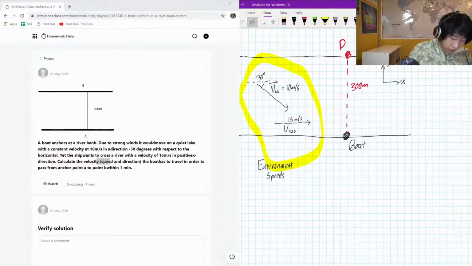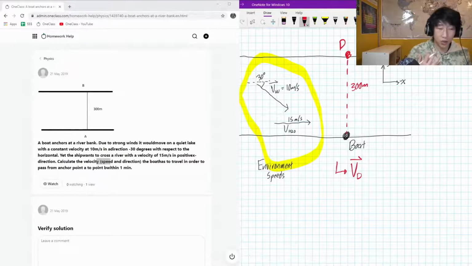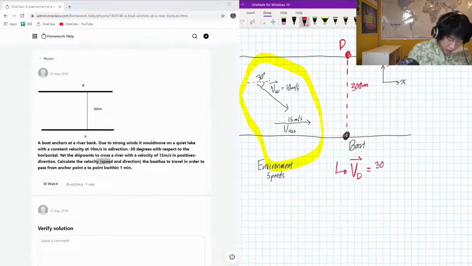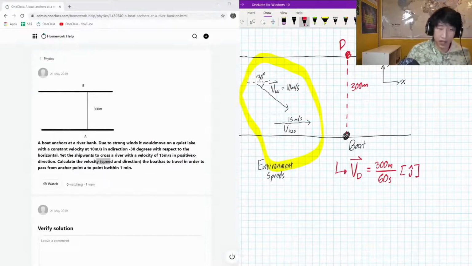Okay, so the boat needs a velocity. So VD, this is our velocity to our destination. This will be 300 meters divided by 60 seconds, because it's 1 minute. And this will be in the y direction. Okay, so that's just J for direction, positive J, because we're going up. I know it says from A to B. Okay, so we're good on that.